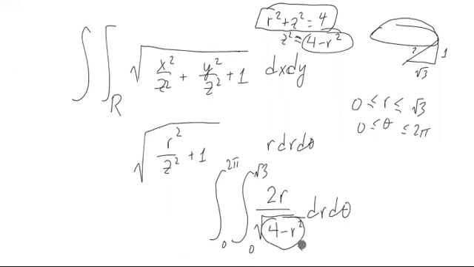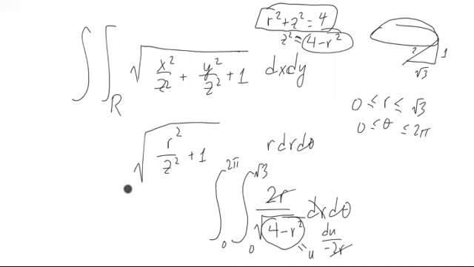We can use a u substitution. Make this u, and that means we can replace our dr with du over the derivative of u, which is negative 2r. So we have a negative here. To account for the negative, we'll just switch up the bounds.